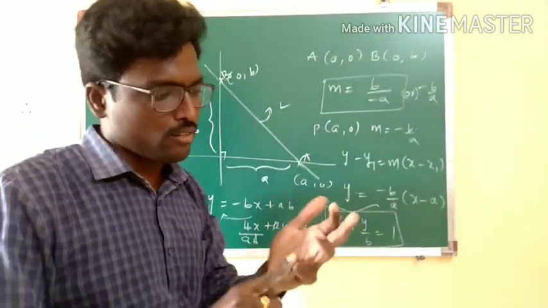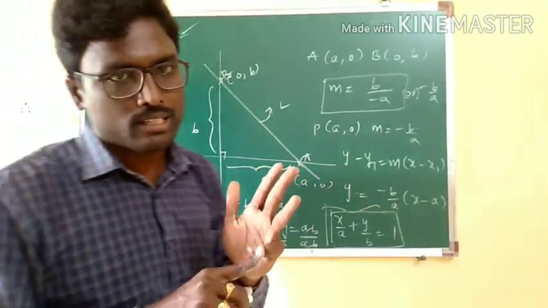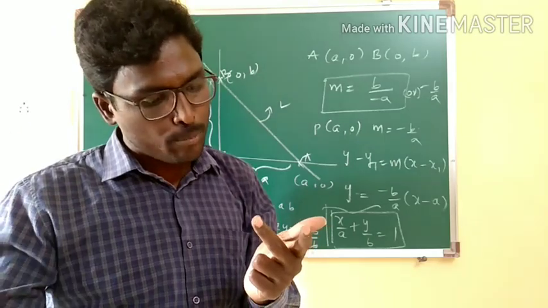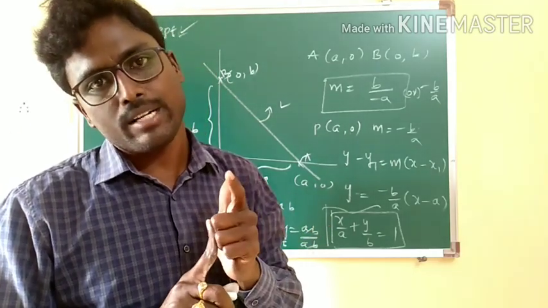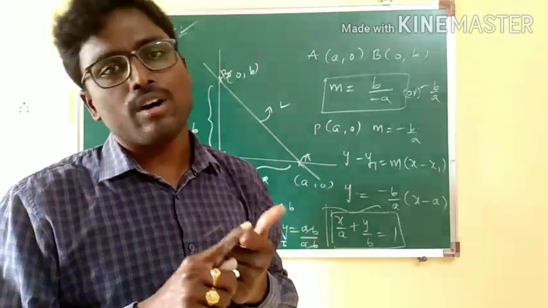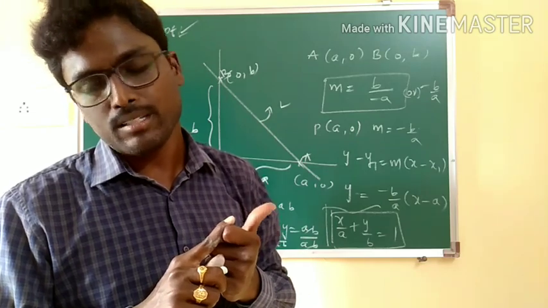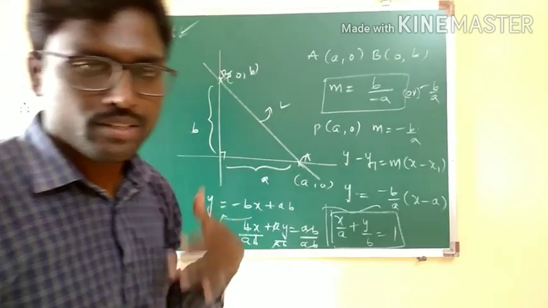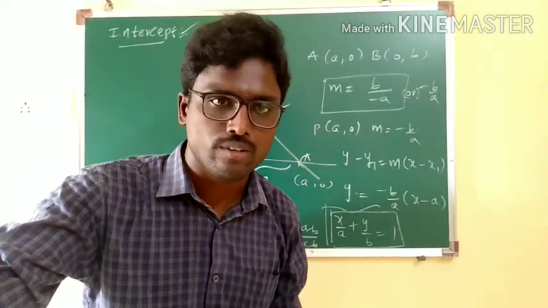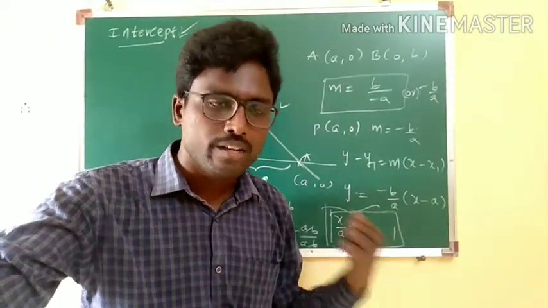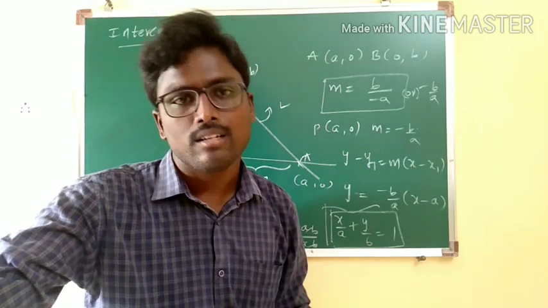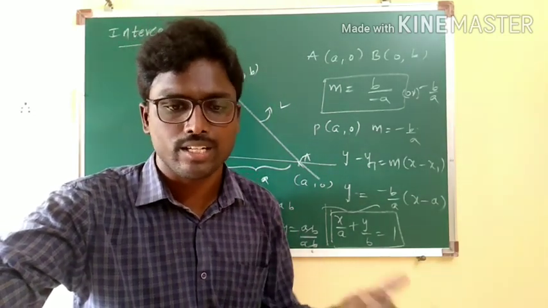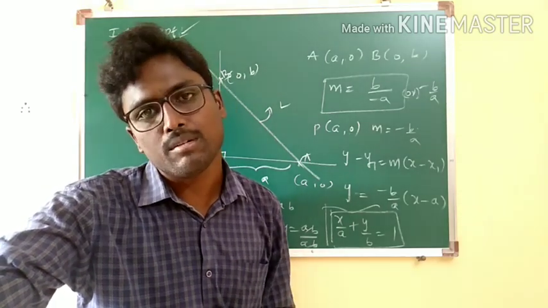I repeat. First one, slope and y-intercept, that is y is equal to mx plus c. Slope form, y is equal to mx. Slope and x-intercept, y is equal to m into (x minus a). Point and slope form, y minus y1 is equal to m into (x minus x1). 2-point form, y minus y1 is equal to (y2 minus y1) by (x2 minus x1) into (x minus x1). And now we have discussed intercept form. That is, if x-intercept is a and y-intercept is b, then the equation of the straight line is x by a plus y by b is equal to 1.